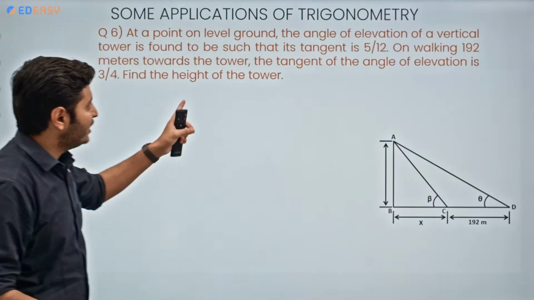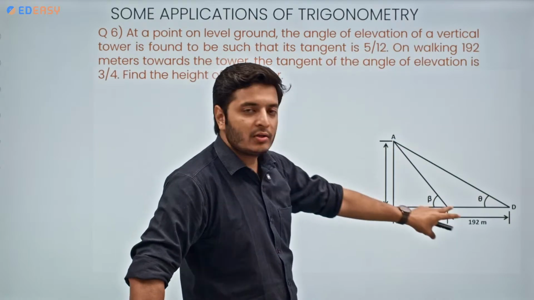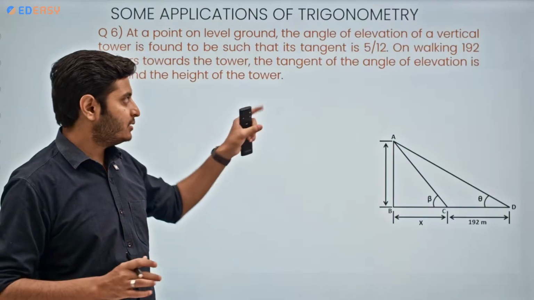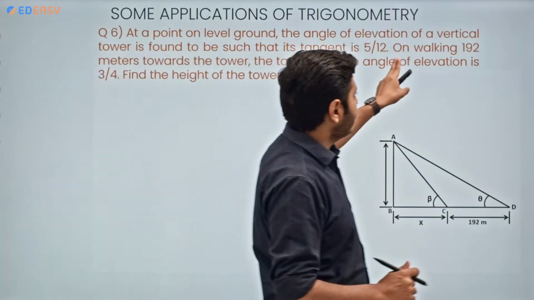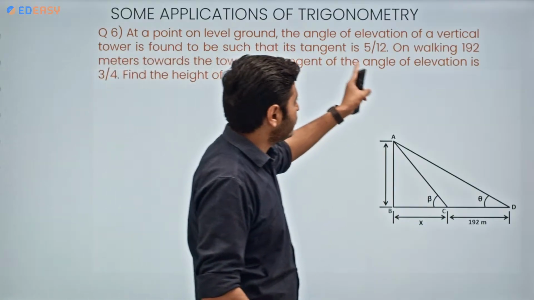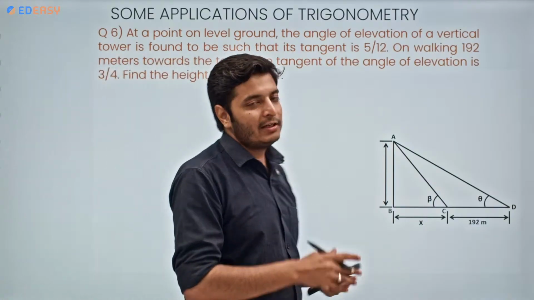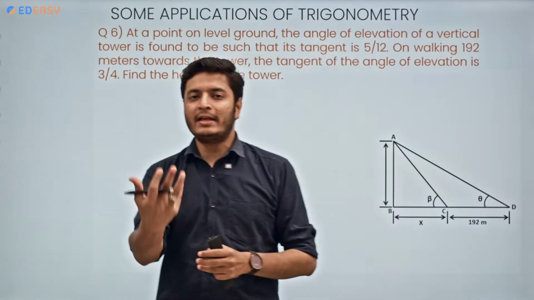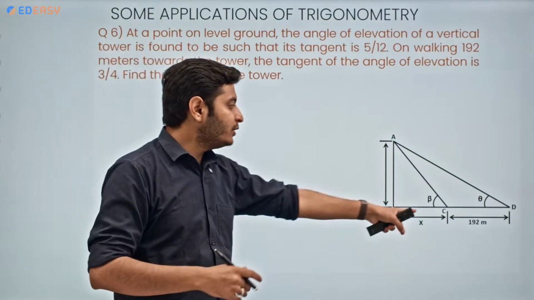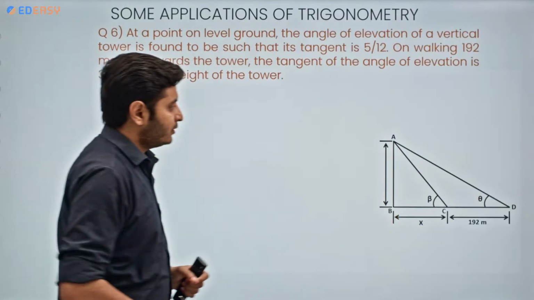Instead, in the statement of the problem, it is saying that the tangent from a particular point, the value of the tangent, is 5 by 12. So we need to analyze this line. Also, on walking 192 meters towards the tower, the tangent of the angle of elevation is 3 by 4. Again, the value of the angle is not given, but the value of tangent is given from the other point when we are walking 192 meters towards the tower. Find the height of the tower.